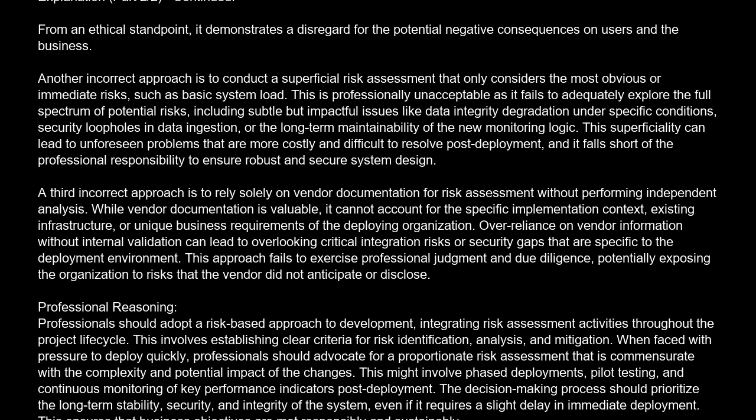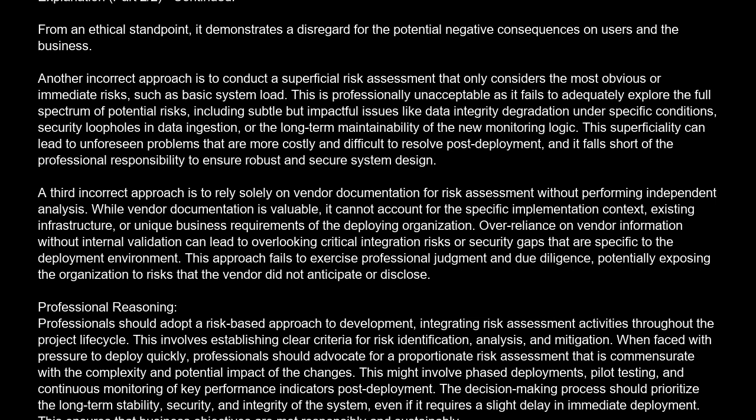A third incorrect approach is to rely solely on vendor documentation for risk assessment, without performing independent analysis. While vendor documentation is valuable, it cannot account for the specific implementation context, existing infrastructure, or unique business requirements of the deploying organization. Over-reliance on vendor information without internal validation can lead to overlooking critical integration risks or security gaps that are specific to the deployment environment. This approach fails to exercise professional judgment and due diligence, potentially exposing the organization to risks that the vendor did not anticipate or disclose.